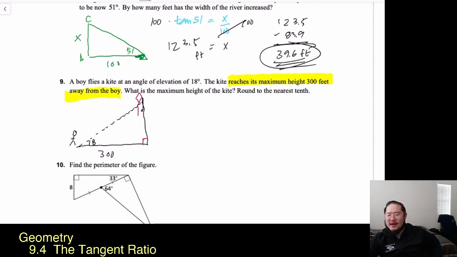Hopefully now you know how to solve this. Okay. You can go ahead and set things up. I'll quietly write things down right here.